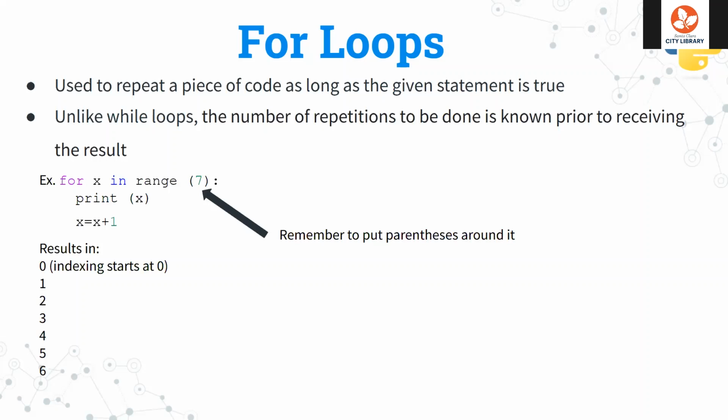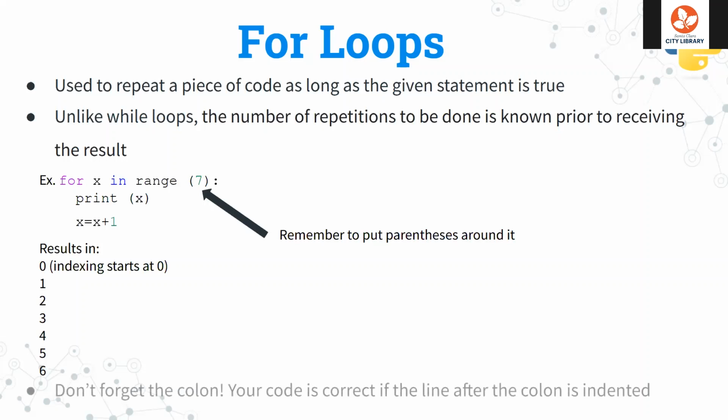Remember to put parentheses around the number, whatever you put after the in range area. An important thing is to not forget the colon, because if you forget it, then Python will not understand your program and it will lead to an error. So one way to know for sure that your colon is there is that it should indent the next line. And do not take out the indent if it's there. You want the indent to be there.